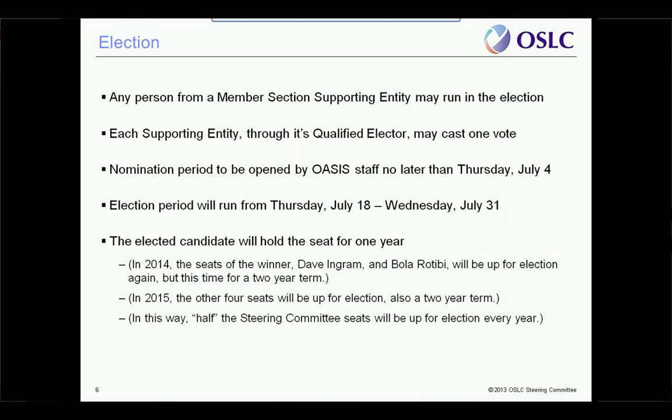And this will be a one-year term, so that in 2014, this elected candidate, as well as Dave Ingram and Bola Rutibi, those three seats will be up for election again. By that time, it'll be for a two-year term. And in 2015, the other four seats will be up for election as a two-year term. And so you'll see that we have basically half the steering committee seats up for election every year. And that's basically how it works.